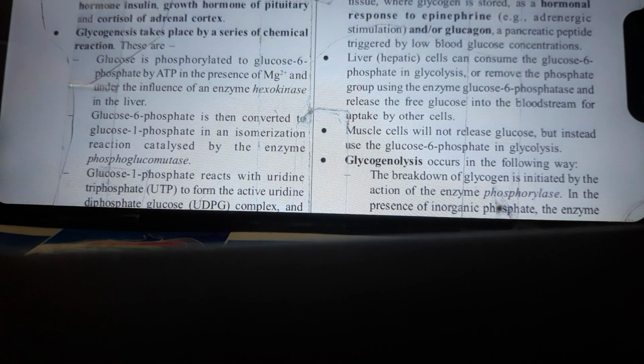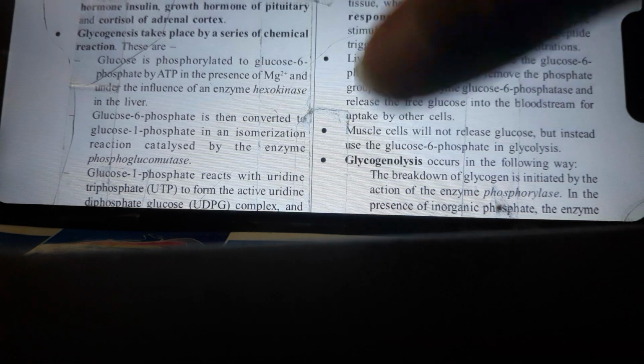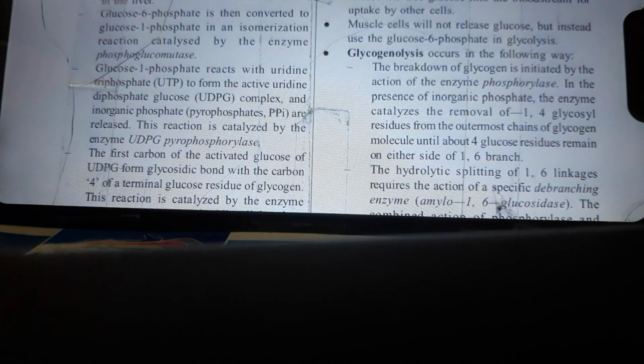Glycogenolysis transpires in the muscle and liver tissue, where glycogen is stored, as a hormonal response to epinephrine, for example adrenergic stimulation, and to glucagon, a pancreatic peptide triggered by low blood glucose concentration. Liver (hepatic) cells can consume the glucose 6-phosphate in glycolysis or remove the phosphate group with the enzyme glucose 6-phosphatase and release the free glucose into the bloodstream for uptake by other cells. Muscle cells will not release glucose but instead use the glucose 6-phosphate in glycolysis.